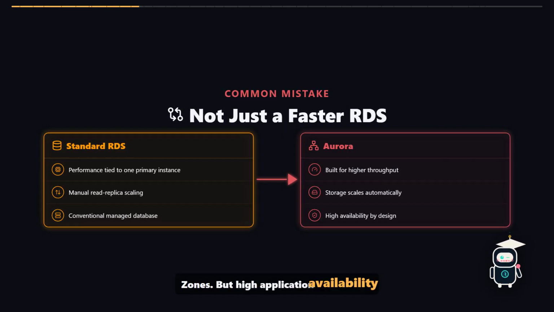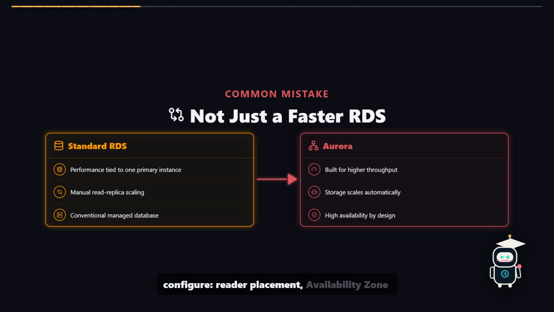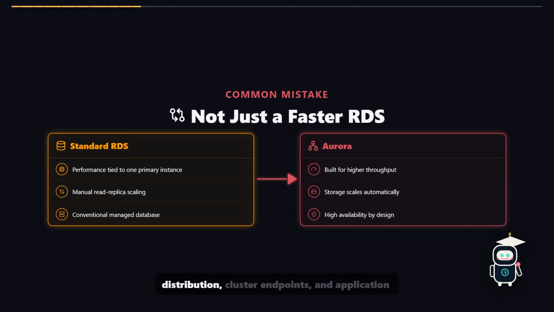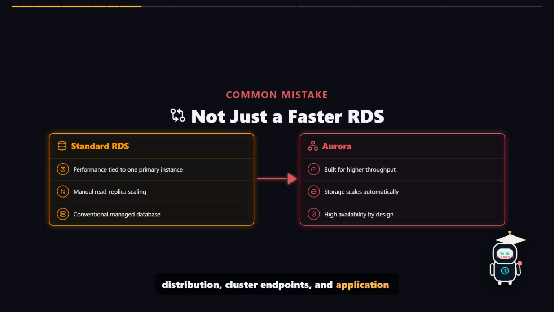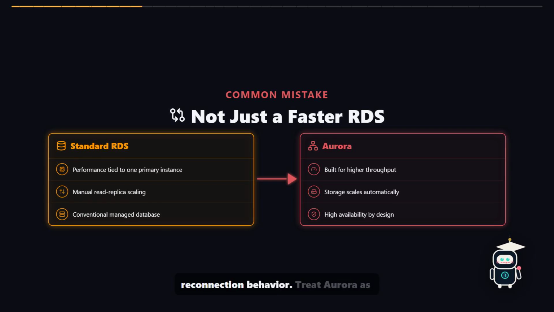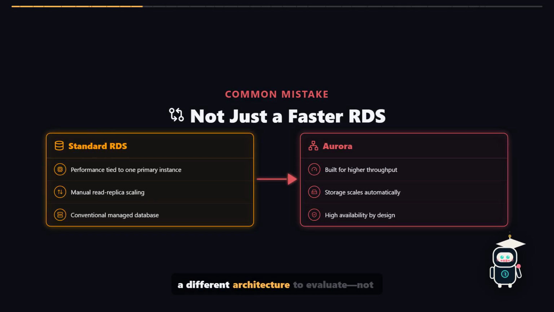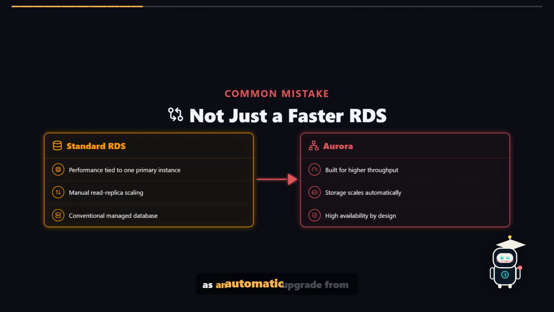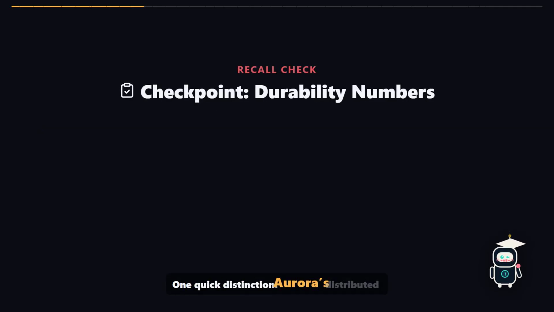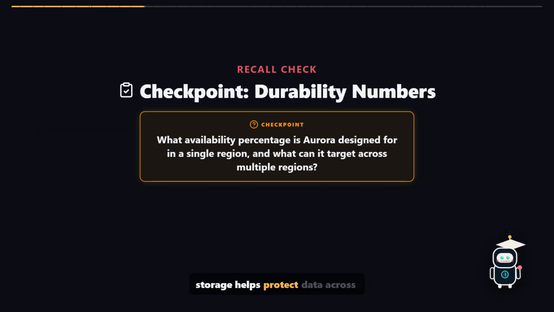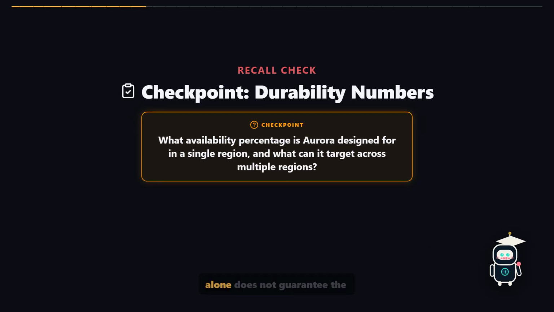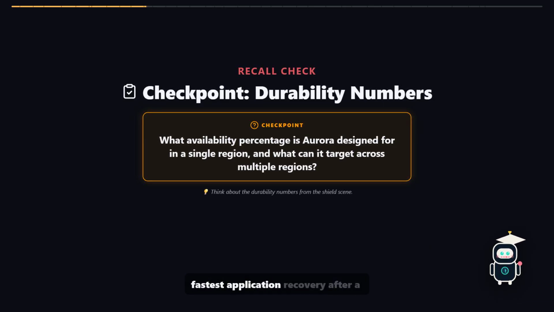But high application availability depends on the topology you configure: reader placement, availability zone distribution, cluster endpoints, and application reconnection behavior. Treat Aurora as a different architecture to evaluate, not as an automatic upgrade from standard RDS. One quick distinction: Aurora's distributed storage helps protect data across availability zones. But durable storage alone does not guarantee the fastest application recovery after a writer failure.